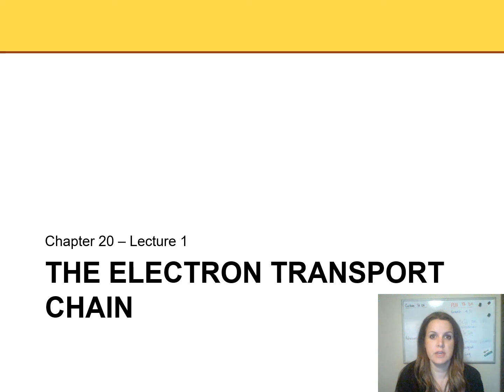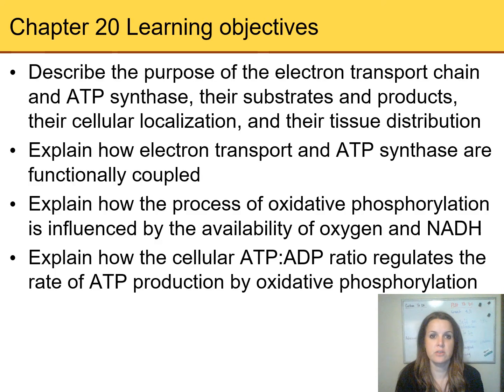Hi guys, today we're going to be covering the first half of chapter 20, which is the electron transport chain. These are my learning objectives for chapter 20. You're going to need to describe the purpose of the electron transport chain and ATP synthase, how they are functionally coupled, how the process of oxidative phosphorylation is influenced by oxygen and NADH, and how cellular ATP to ADP ratio is going to regulate this.